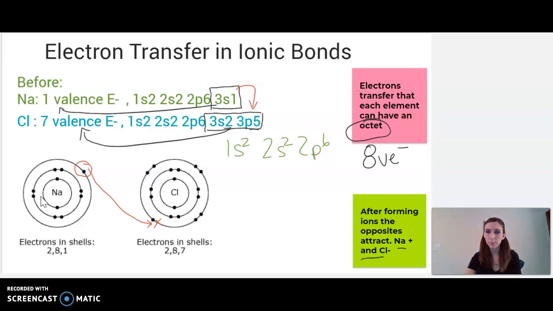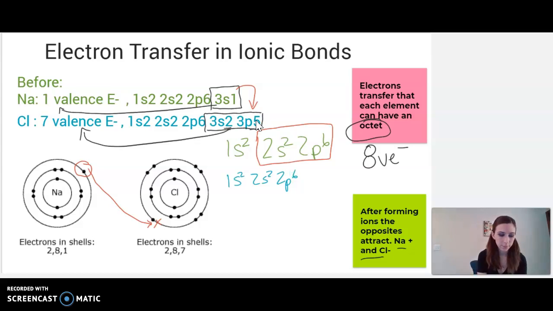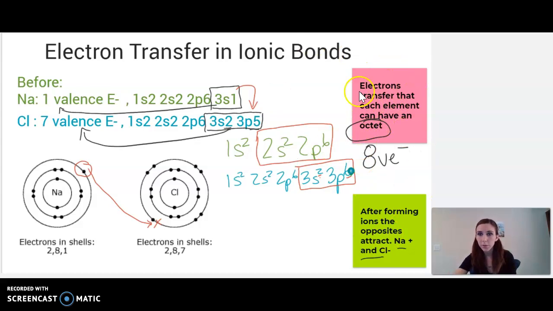And then for chlorine, since we're moving that 3s1 electron down to the third energy level of chlorine, chlorine will be 1s2, 2s2, 2p6, 3s2, 3p6. So if you look at that third energy level, 3s2, 3p6, that also adds up to 8: 2 in the s orbital and 6 in the p. So that allows us to have the electrons transfer and form an octet.